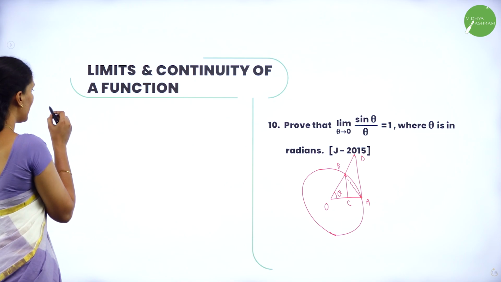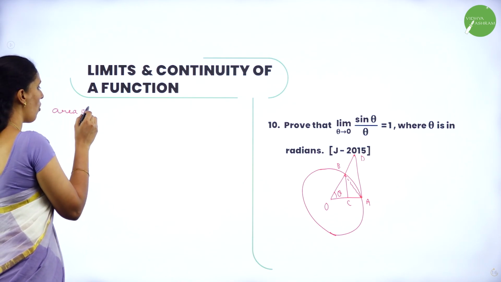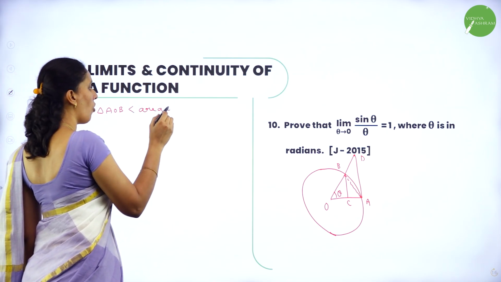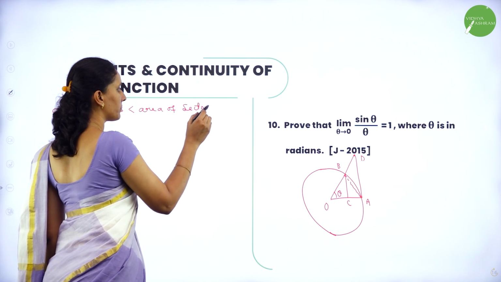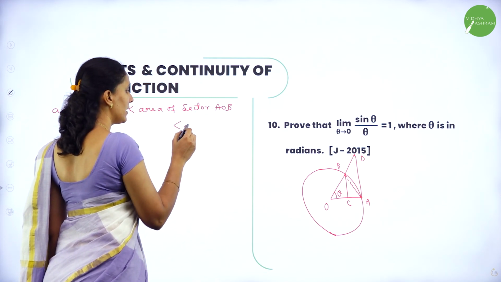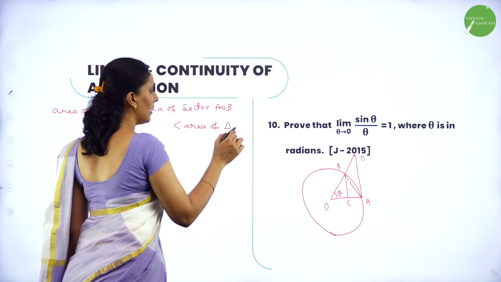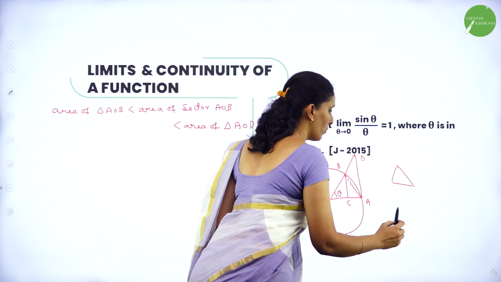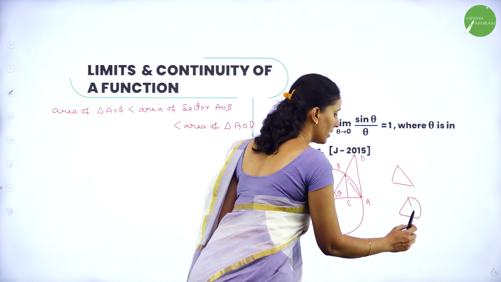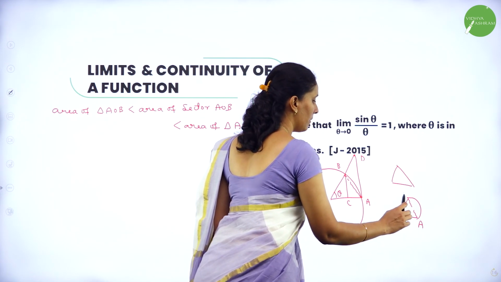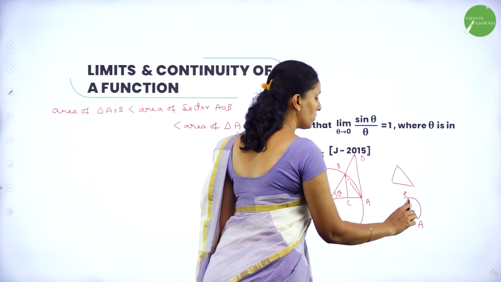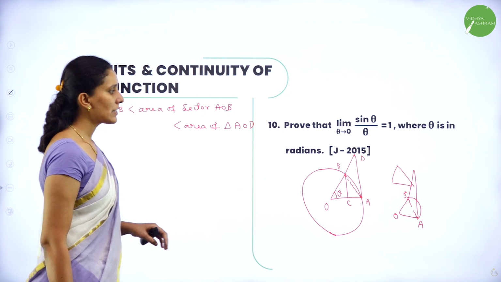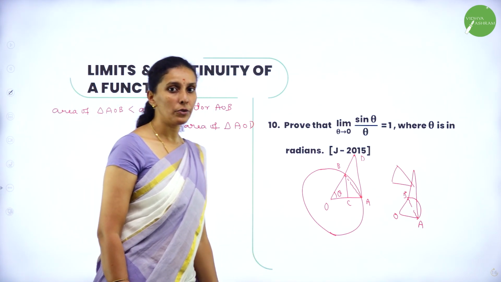Now from the figure we can clearly write that area of triangle AOB is less than area of sector AOB, which is less than area of triangle AOD. You can clearly see this is your triangle AOB, this is your sector AOB. So here you have the line A and B and this is O, and outside this is the bigger triangle whose area is maximum. We know the area of a triangle is half into base into height.